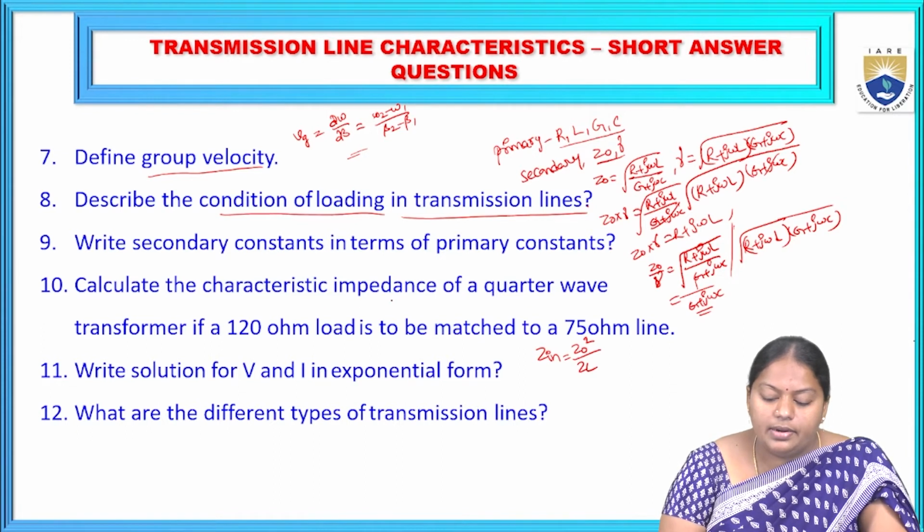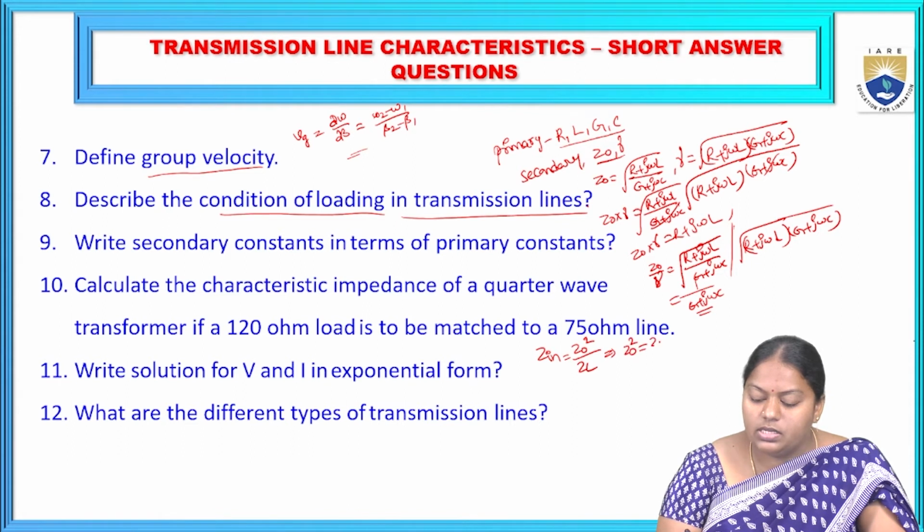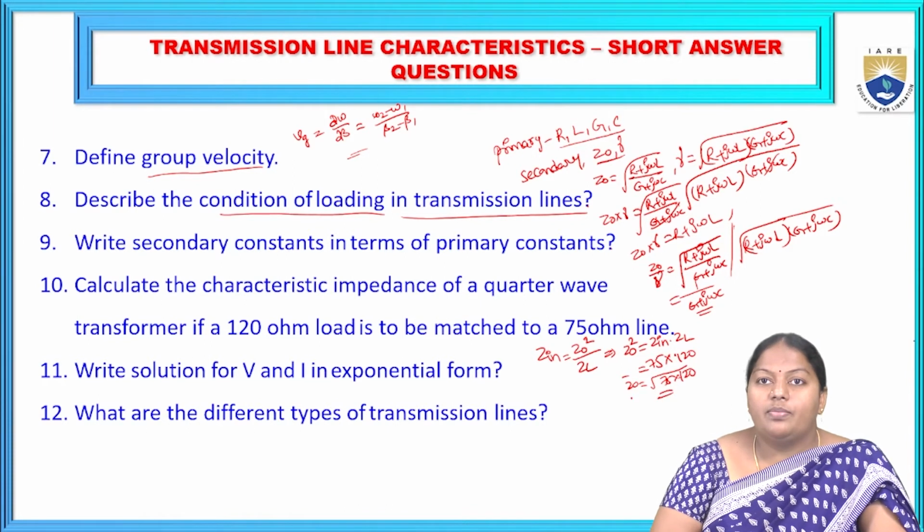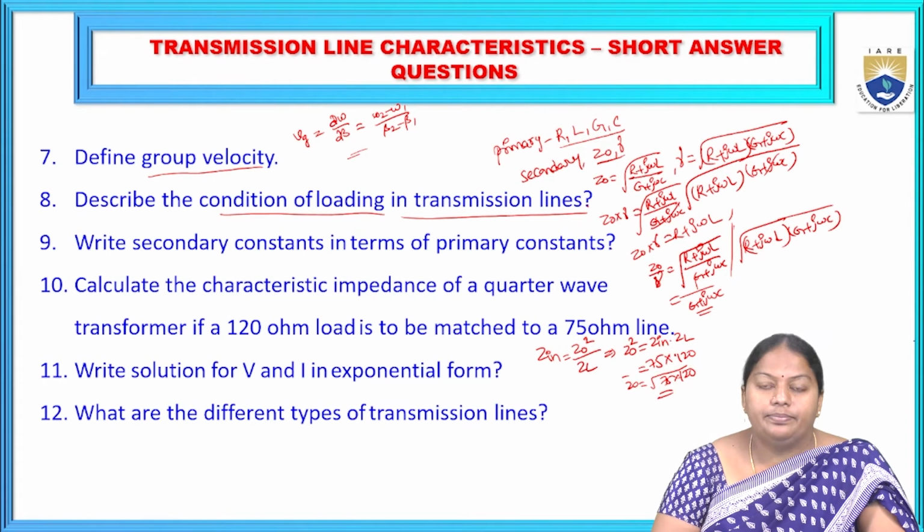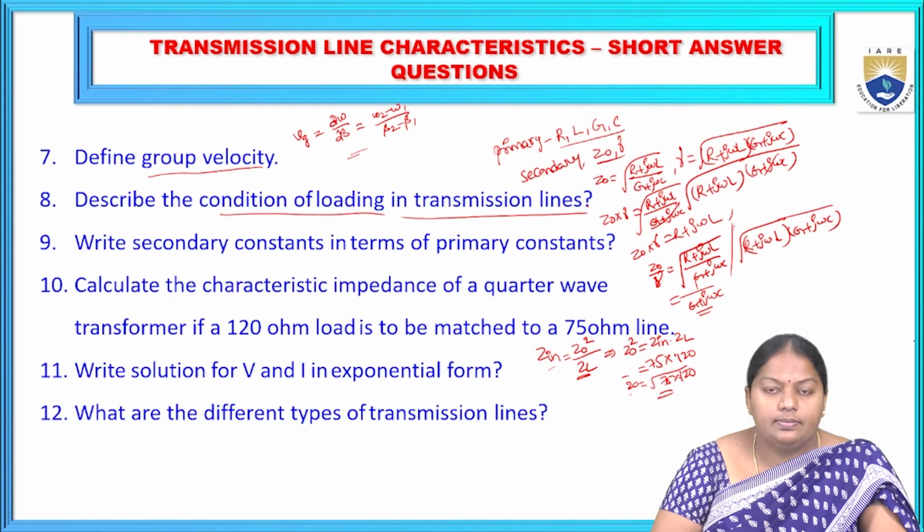So to calculate the characteristic impedance of a transmission line, we need to consider Z0 squared is equal to Zin into ZL, where Zin is given as 75 ohms and the load is given as 120. Then Z0 is equal to root over 75 into 120, which becomes the characteristic impedance of the transmission line. For a quarter wave transformer, the input impedance of a transmission line is given by Z0 squared by ZL. Now from this, Z0 needs to be calculated.